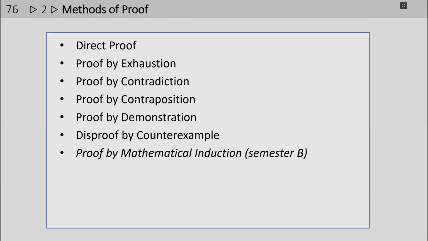to prove something are listed here: using direct proof, using proof by exhaustion, using proof by contradiction, by contraposition, by demonstration, by counterexample. And in semester B, we're gonna do a very intelligent proof methodology called proof by mathematical induction. So all of those will be covered today, except the last one will be covered in semester B, okay?